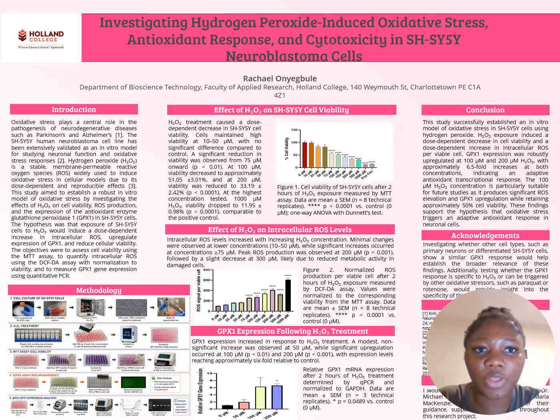It occurs when there is an imbalance between the production of reactive oxygen species, also known as ROS, and the cell's ability to neutralize them. Cells in the central nervous system are particularly vulnerable to oxidative damage because they have high oxygen demands and a relatively weak antioxidant defense system.